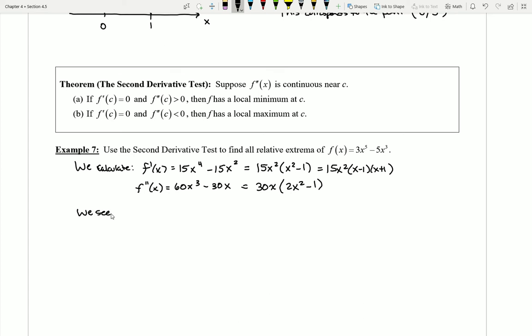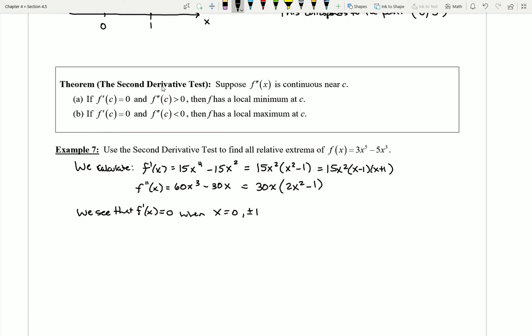I'll say we see that f prime of x is equal to 0 when, and I can just take a look right here, this would be when x is equal to 0 or plus or minus 1, right? Any of those values would make the first derivative equal to 0. So now I know these are, again, potential spots where I might have mins or maxes.